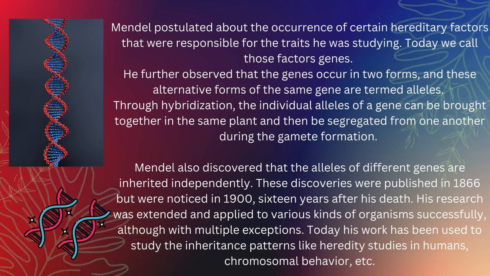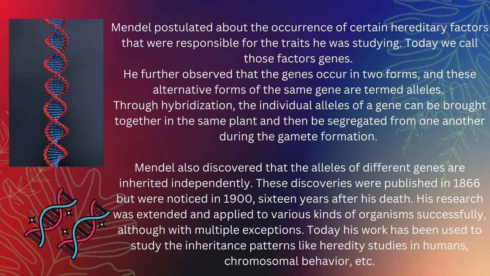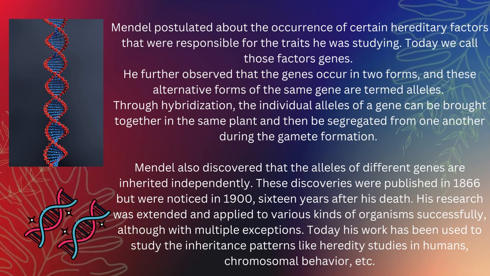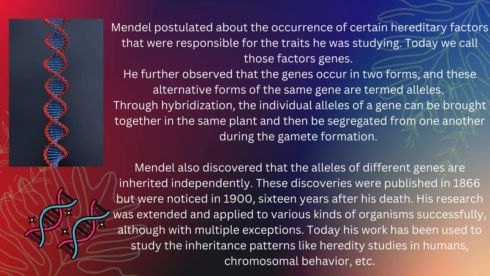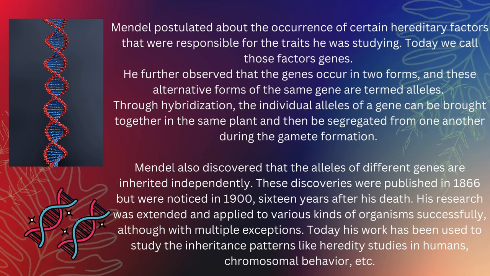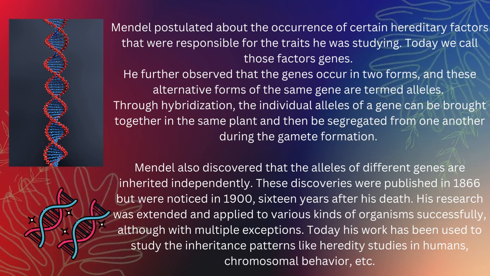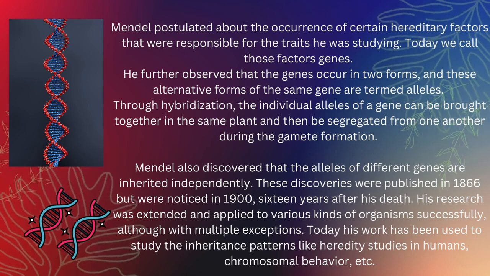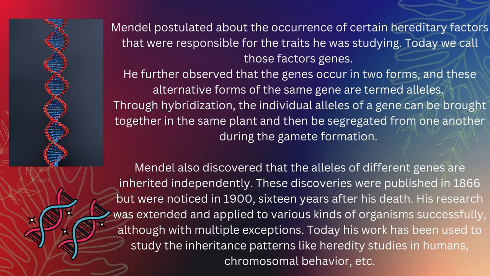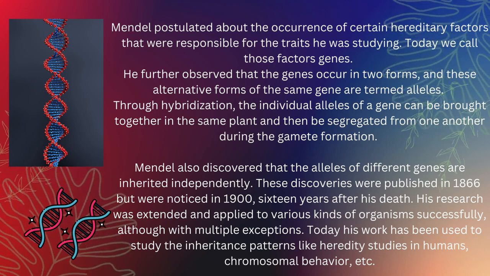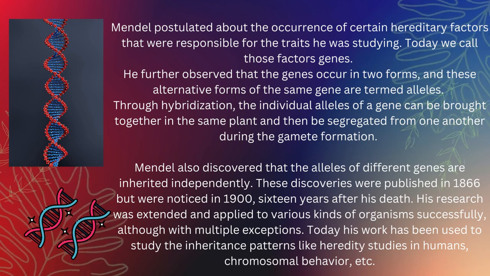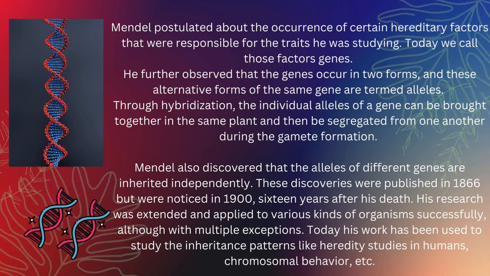He further observed that the genes occur in 2 forms, and these alternate forms of the same gene are termed alleles. He proposed that pea plants carry 2 copies of each gene, which may be similar or dissimilar. One of the copies is randomly incorporated into each gamete during the reproduction process. The female gamete unites with the male gamete at the time of fertilization to produce single cells, which are termed zygotes, which then develop into new offsprings.